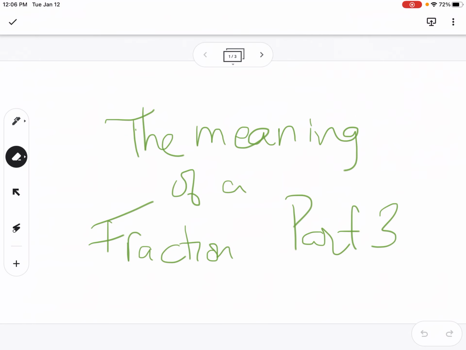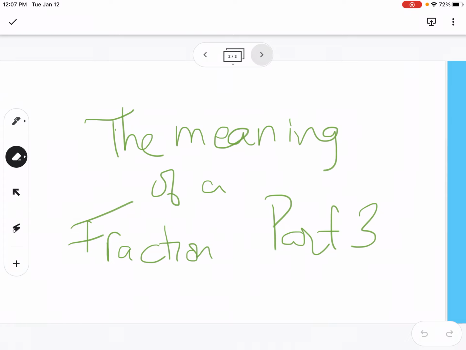Well, here's the meaning of a fraction part 3. In part 1, our wholes were circles, whole pizzas, whole pies. In the meaning of a fraction part 2, our wholes were rectangles. We talked about rectangular chocolate bars and being able to break them into parts. In both of those, we started with a picture and ended up with a fraction that told the same story as the picture. Now what we're going to do is flip that on its head, and we're going to start with a fraction, and we're going to come up with a picture of what does that mean.